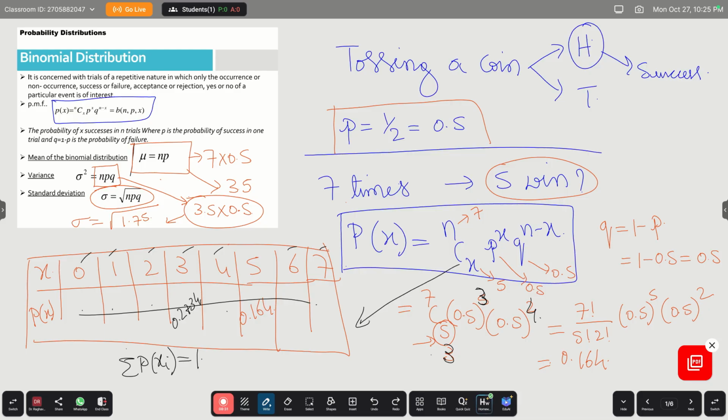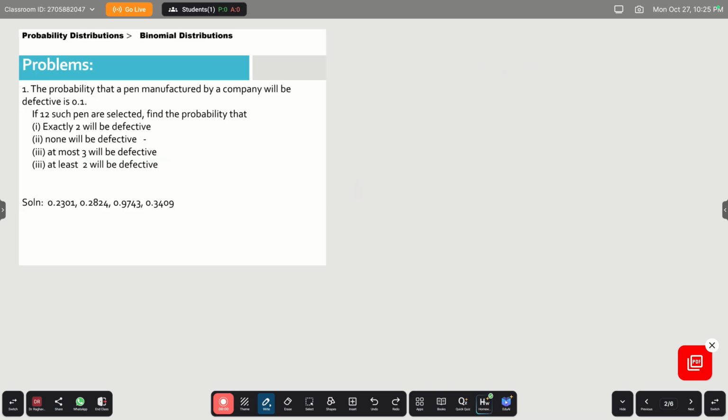So what I hope you have understood is that binomial distribution PMF is nCx p power x q power n minus x, and this will give you the probability of x success in n trials, where p is the probability of success in 1 trial and q is 1 minus p, which is the probability of failure. Okay. Let us have one more example, and if you have understood completely, you can skip it also.